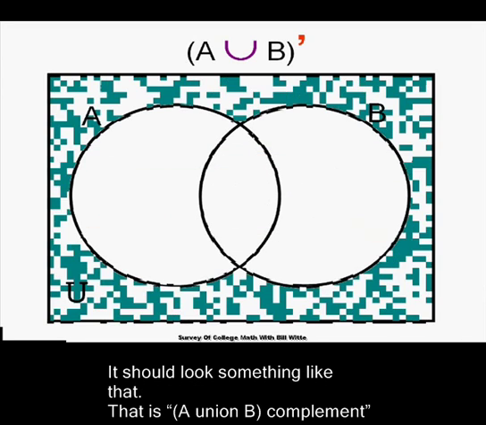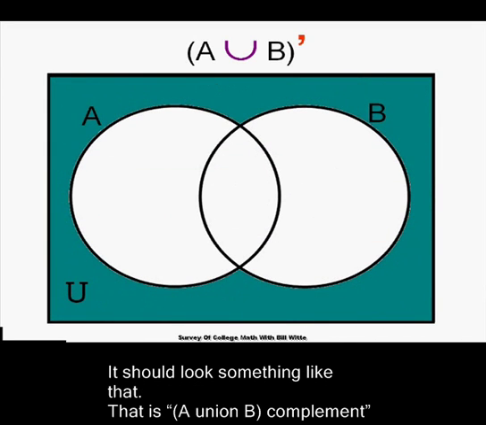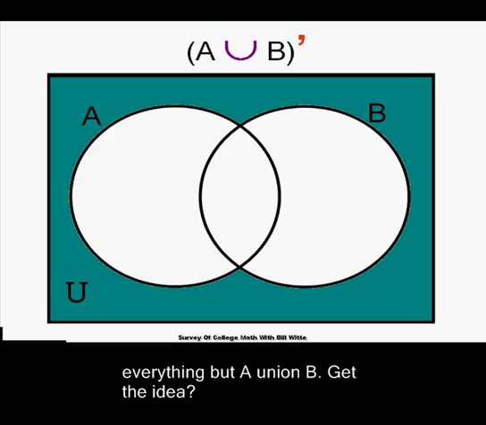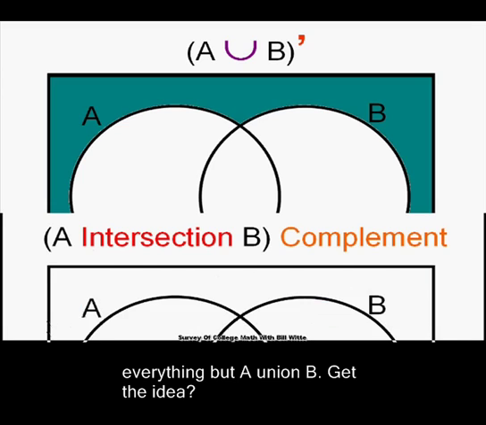It should look something like that. That is A union B complement. Everything but A union B. Get the idea?